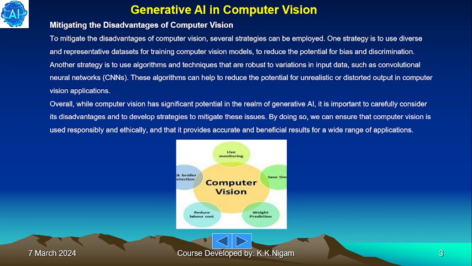Overall, while computer vision has significant potential in the realm of generative AI, it is important to carefully consider its disadvantages and to develop strategies to mitigate these issues. By doing so, we can ensure that computer vision is used responsibly and ethically, and that it provides accurate and beneficial results for a wide range of applications.